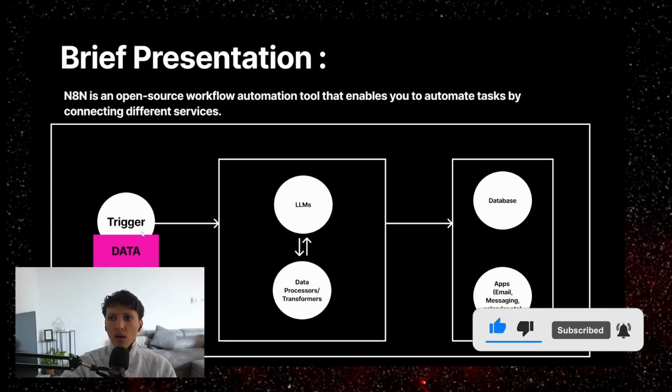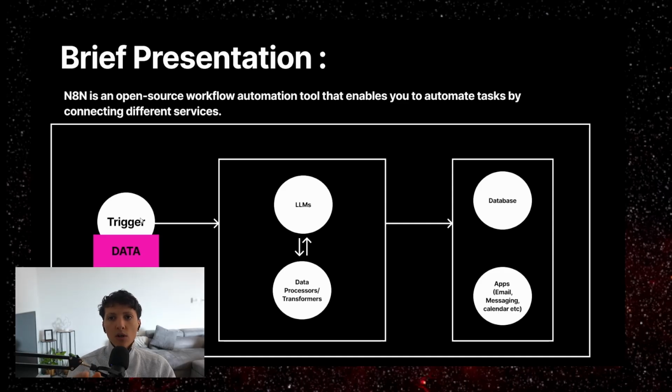So basically, it always starts with a trigger and you should have your data, of course. And then later on, you can use that data to nourish an LLM to get a response, or to use data processor and transformer nodes. And then later on, you can take that enhanced data and put it in a database or use it in one of your apps, okay?